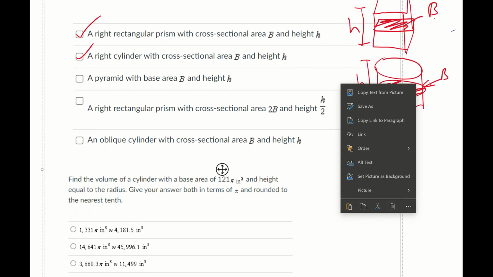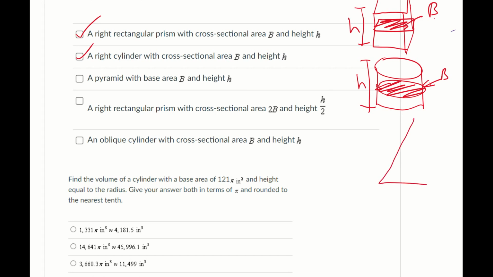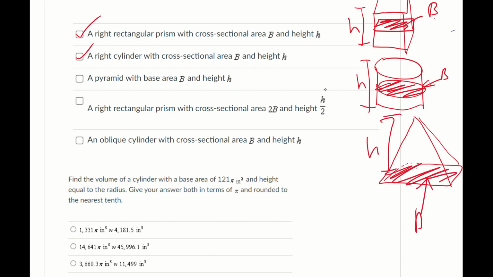A pyramid with a base area of B and a height of h. Now they're talking about the base, not the cross-section. The base is B and the height is h, but we know that can't be true because this base is the biggest it can get, and when you take cross sections above the base, the rectangle actually gets smaller, so this is not going to work here. And it doesn't even say it's a square pyramid. It could be any shape. It gets smaller as you go up, so that's not correct.